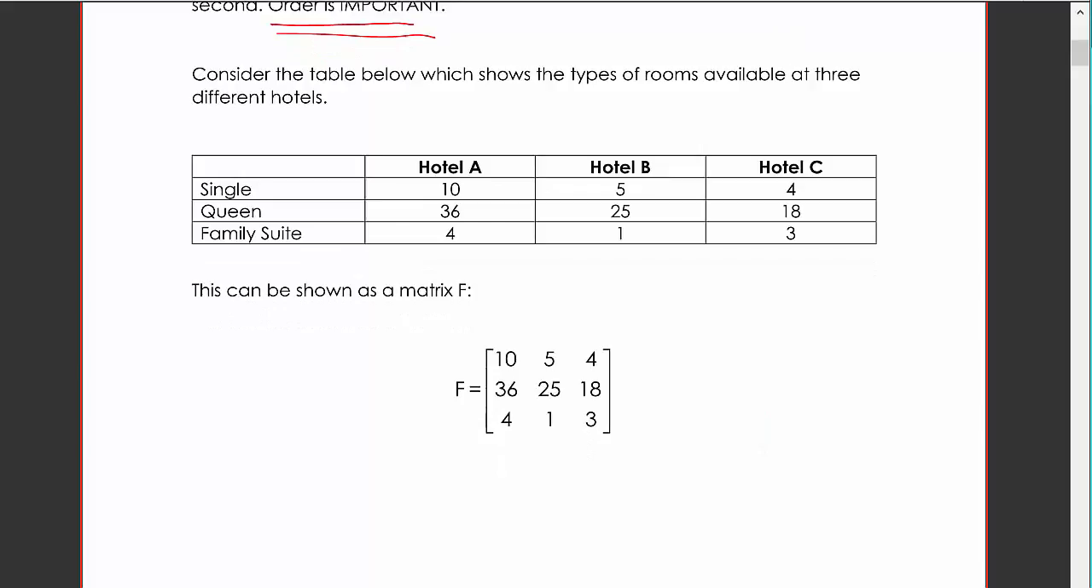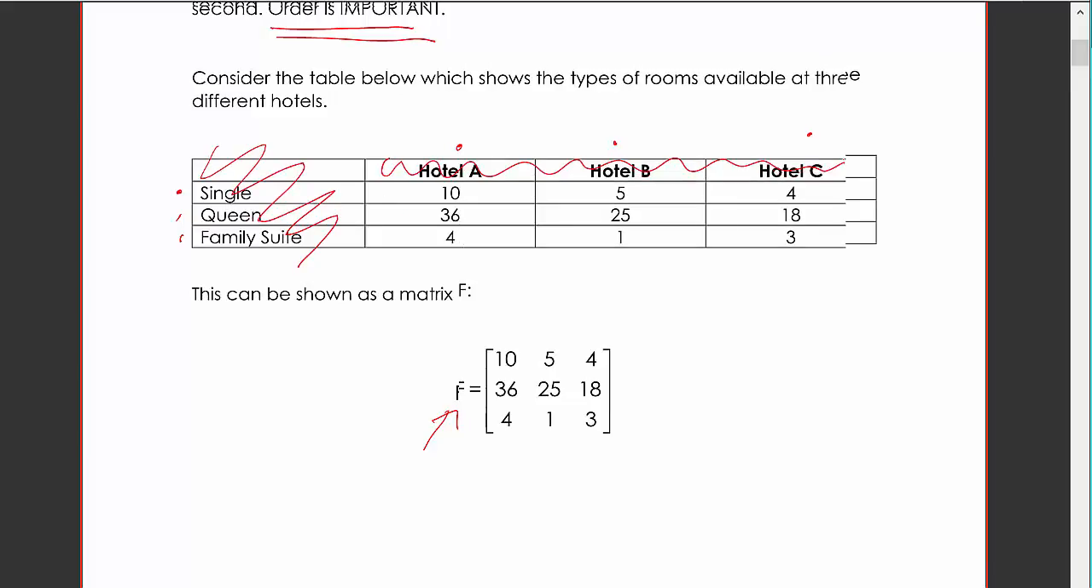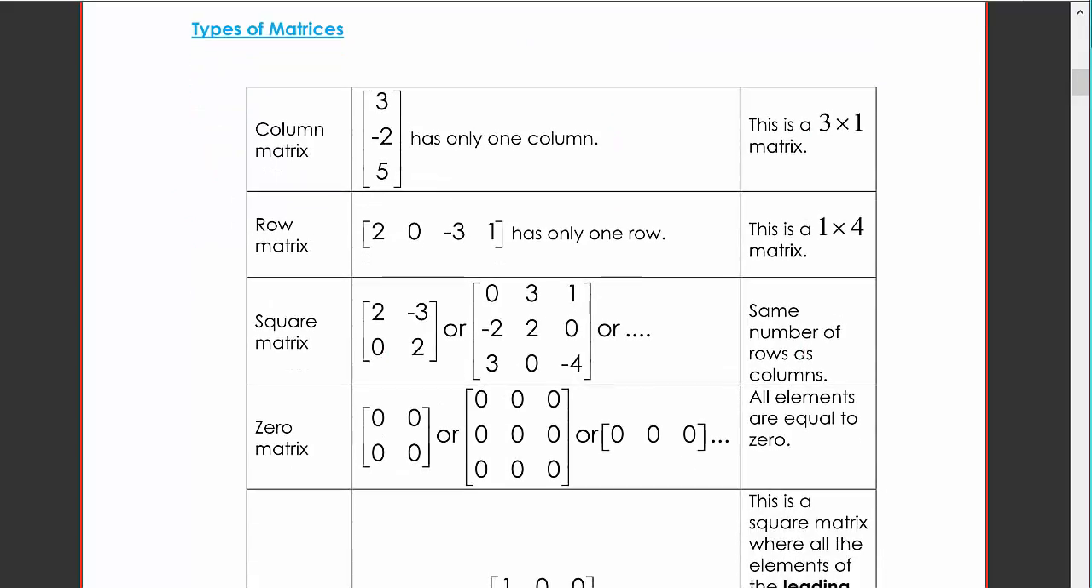So we want to look at this table below that shows the types of rooms available at 3 different hotels. So we've got these types of rooms here, the single, the queen and the family suite, and these are 3 hotels. And to get a matrix, which I've called F, from this, what we've done is stripped away the headers, and we just get the array of numbers. Okay, so we'll come across these as we go through.